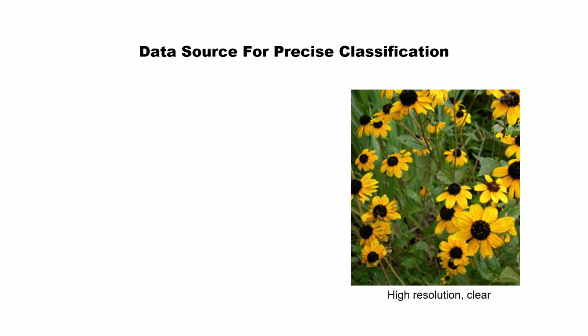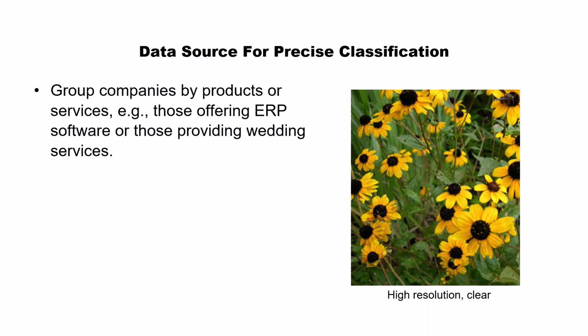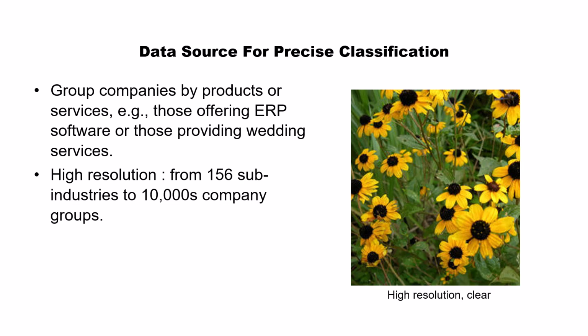DataSource provides a way for precise industry classification, that is, a clear picture with high resolution. This is critical for benchmarking, as we want to compare apples to apples. Users can group companies, that is, define a DataSource by products or services. For instance, companies offering ERP software or companies providing wedding services, and thus increase the resolution of industry classification significantly from 156 sub-industries to tens of thousands of company groups.